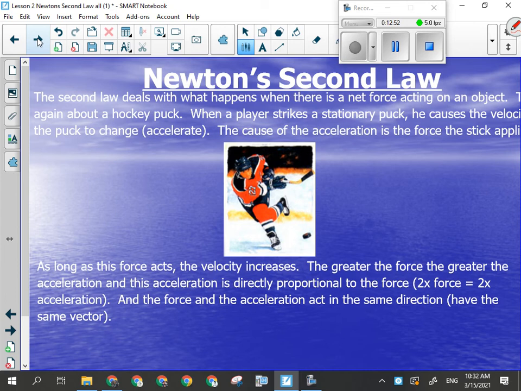So, second law deals with what happens when there is a net force acting on an object. Again, I'm going to show you a video here. Okay, think about a hockey puck. When the player strikes the stationary puck, he causes the velocity of the puck to change, causes the puck to accelerate. Okay, the cause of the acceleration is the force that the stick applies. So, how long does a puck accelerate for when it's shot?